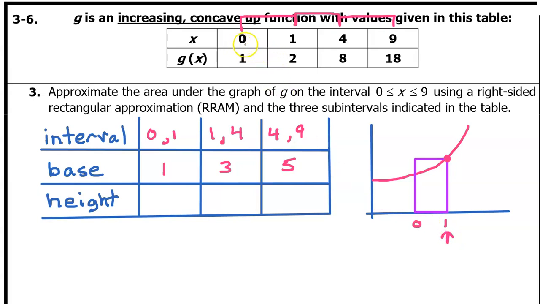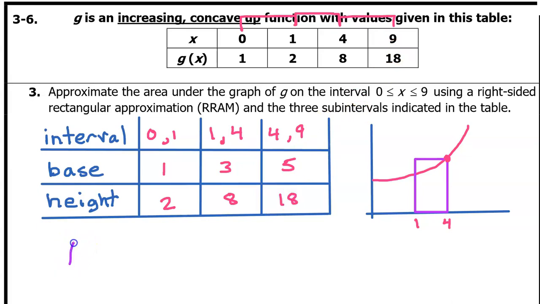The height of the first rectangle will be the value of the function at 1. So the value of the function at 1 is 2. The height of the second rectangle will be the value of the function at 4. The value of the function at 4 is 8. And similarly for the last rectangle, the height will be the value of the function at 9. And that's 18.